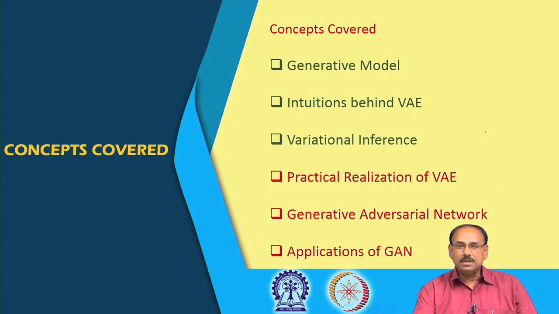We have discussed what variational inference is. Today, we are going to discuss how you practically realize a variational autoencoder. Then we will briefly discuss another generative model, known as the generative adversarial network, and we shall conclude this course with the applications of generative adversarial networks.